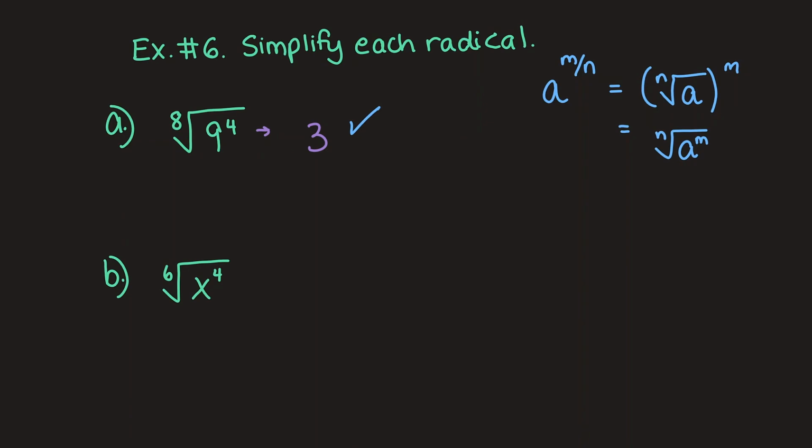For the next example, we can rewrite this radical into exponential form as x raised to the 4 over 6. And then we can actually simplify the exponent. So we get x to the 2/3. And then we can rewrite this back into radical form. So the 6th root of x to the 4th power simplifies to the cube root of x squared.